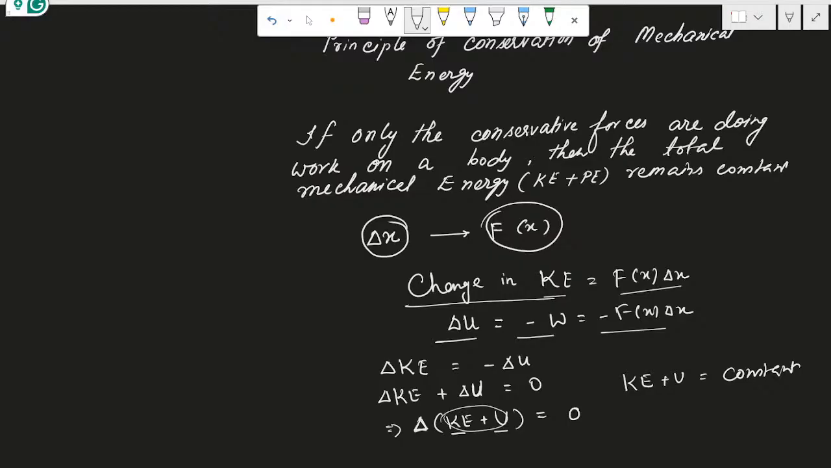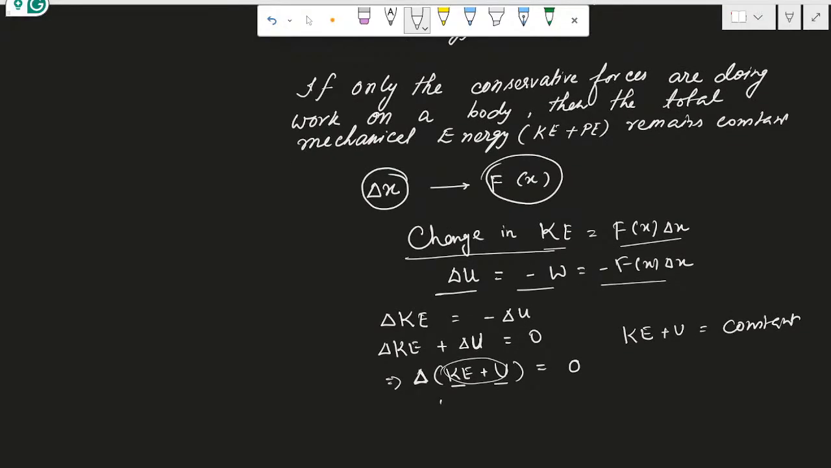Okay. So what we can say at the end: kinetic energy initial plus potential energy initial is equal to kinetic energy final plus potential energy final. This is what the statement said. Clear? Yes or no, tell me? Are you with me? You understood the concept?